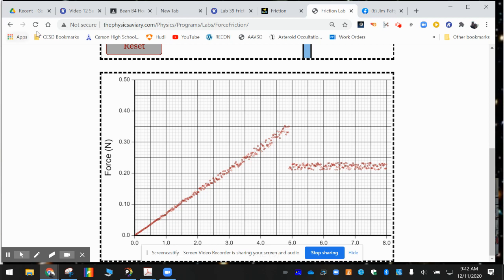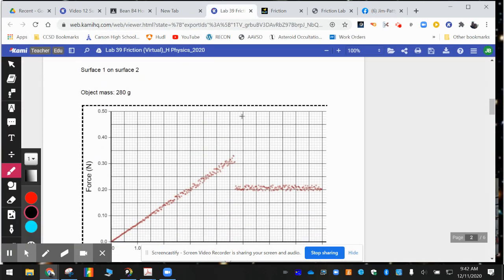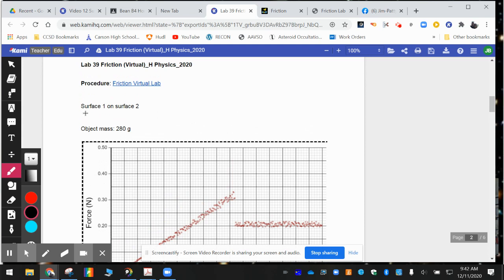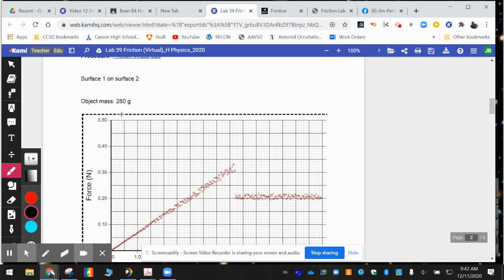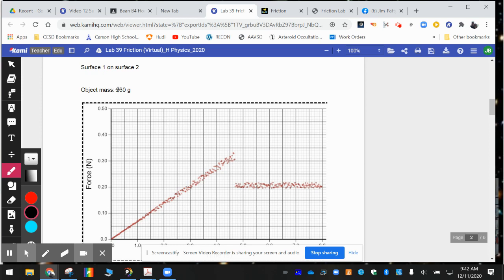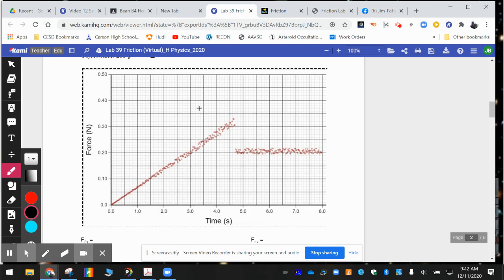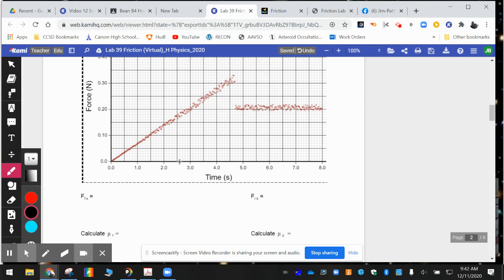Now let me go ahead and go back to the template here. So here's the example here. We have surface 1 on surface 2. What's the mass of the object? 200 grams. In this example here, 280 grams, right? Make sure we change this to kilograms. 0.280 kilograms, right? Okay, good. All right, now take a look at this here.